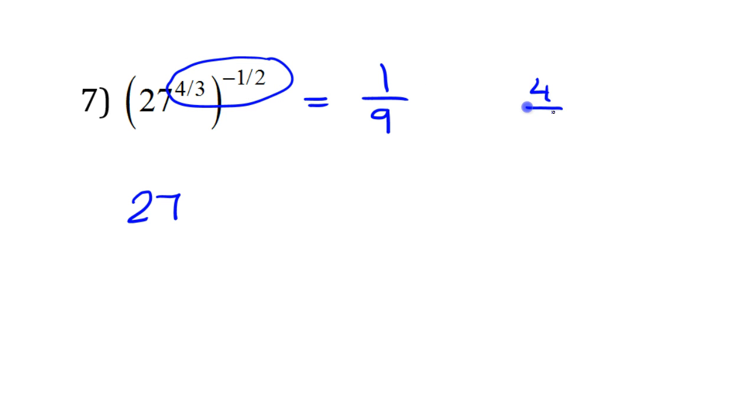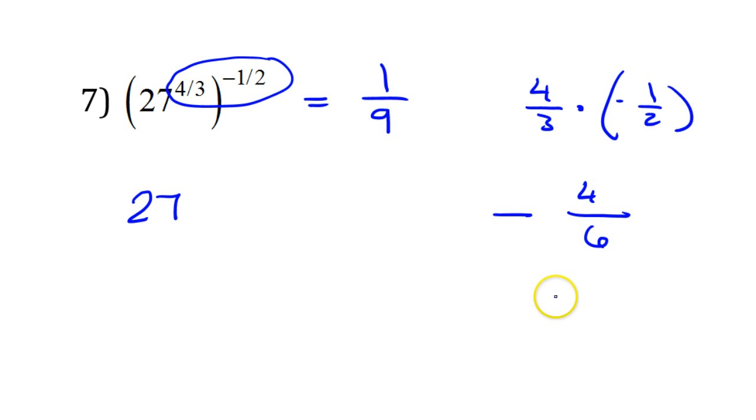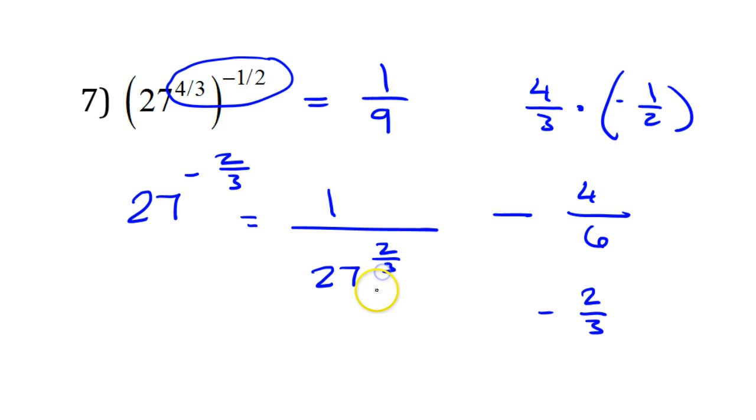So if I do 4/3 times negative 1/2, first of all, positive times negative is a negative. 4 times 1 is 4. 3 times 2 is 6. This reduces, all right, both of these are divisible by 2, so that'll give me negative 2/3. So that's what I get if I multiply these together. So this is really 27 to the negative 2/3 power. Now you know that a negative power drops you down to the denominator. So this would be the same thing as 1 over 27 to the 2/3 power.